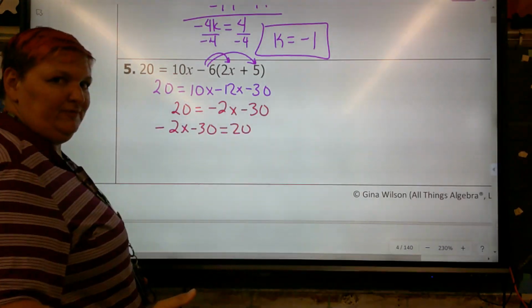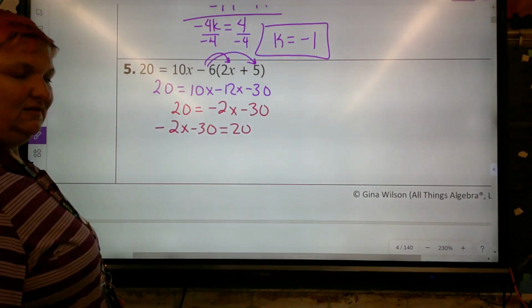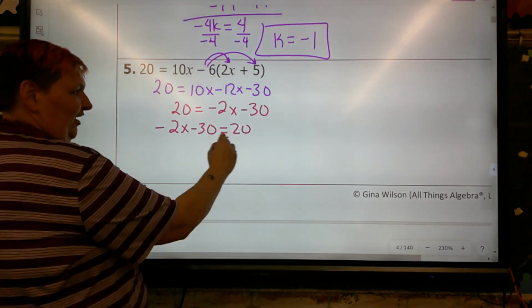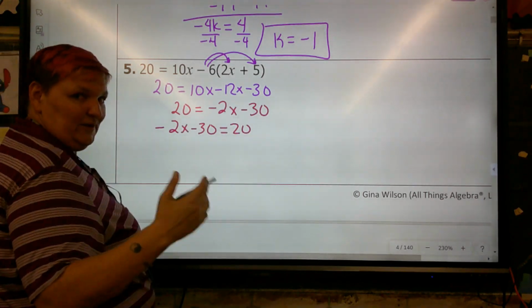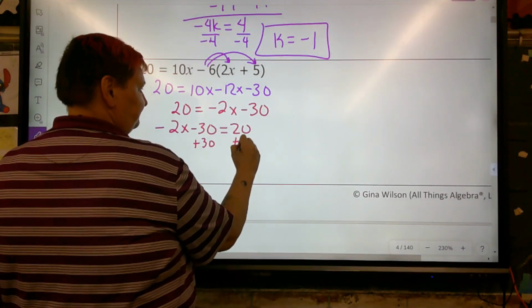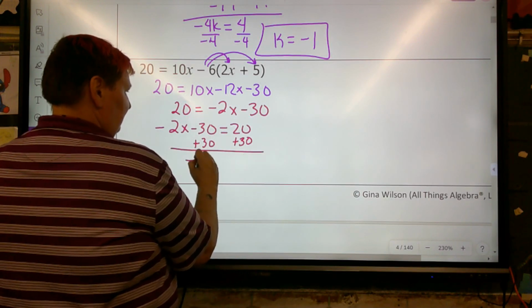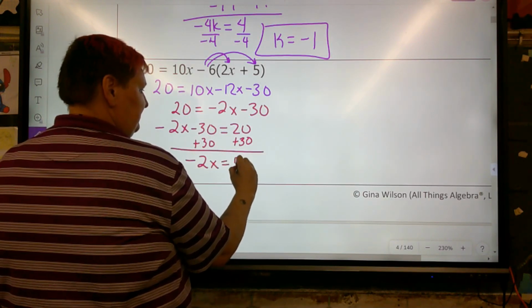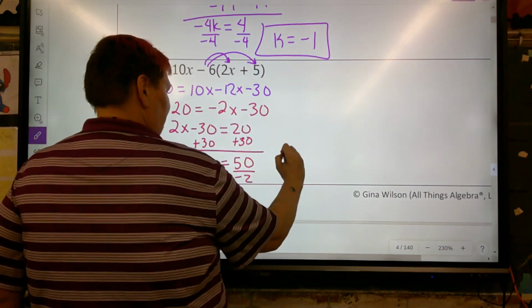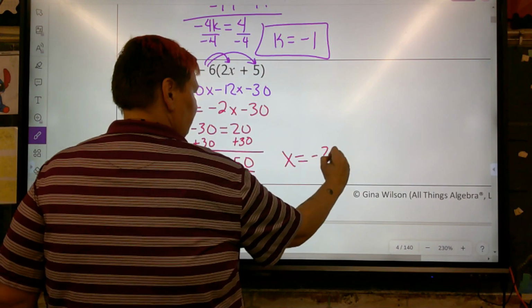If you don't want to flip it, don't flip it. But it helps my brain to have the variable on the left. It helps it to look like this so my brain knows the steps. Get rid of the constant. Negative 2x equals 50. Divide by negative 2. X equals negative 25.